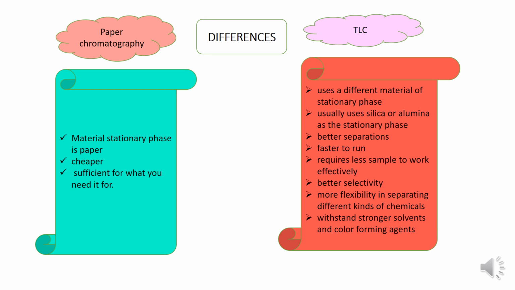For paper chromatography, the material used for the stationary phase is paper. It's cheaper and sufficient for what you need. For TLC, it uses a different material for the stationary phase. Usually, it uses silica or alumina as the stationary phase material.